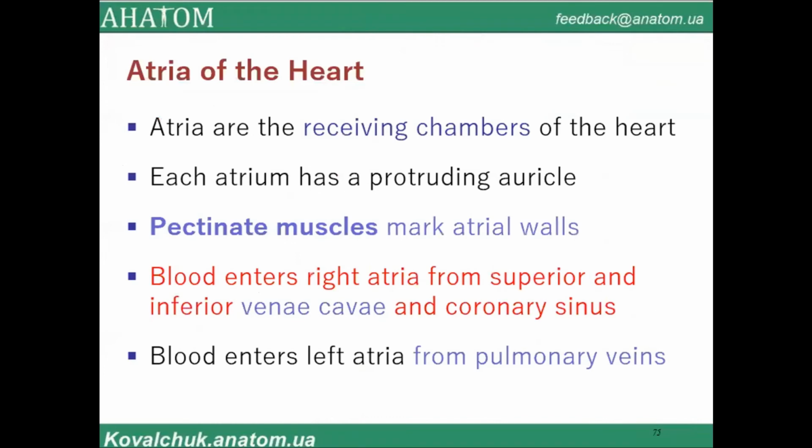Atria of the heart. Atria are the receiving chambers of the heart. Each atrium has a protruding auricle, pectinate muscle marked atrial walls. Blood enters the right atrium from the superior and inferior vena cava and coronary sinus, and blood enters the left atrium from the pulmonary veins.